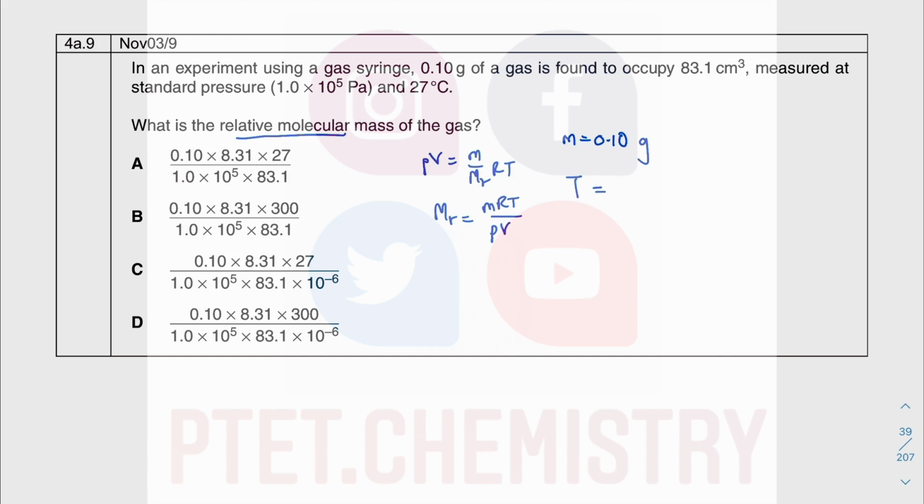The unit of R is already given in the data booklet, so that is fine. There's 8.31 in the data booklet. It has a unit, so you can look it up. The temperature here is given in degrees Celsius. You have to convert to Kelvin by adding 270.